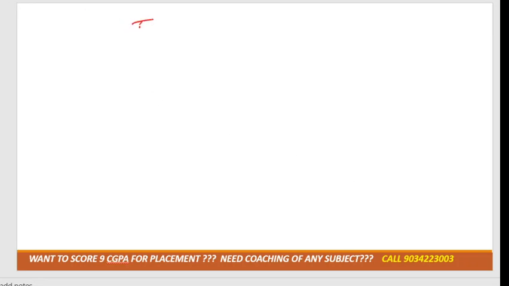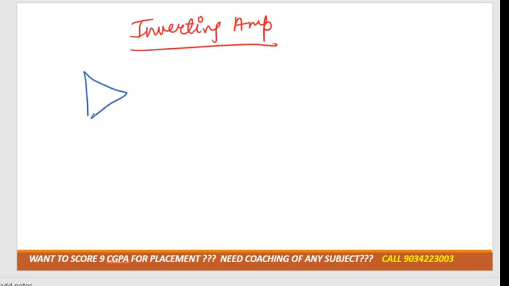First one we'll consider is the inverting amplifier. Okay, for the inverting amplifier we can draw the amplifier diagram like this. As it is known as inverting, the voltage would be connected with the negative terminal, so I'm connecting the voltage V1. The positive terminal would be grounded, and there is a feedback resistance which is connected with the negative terminal only.